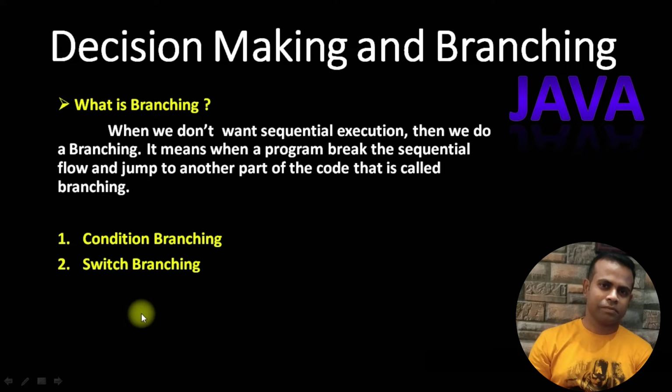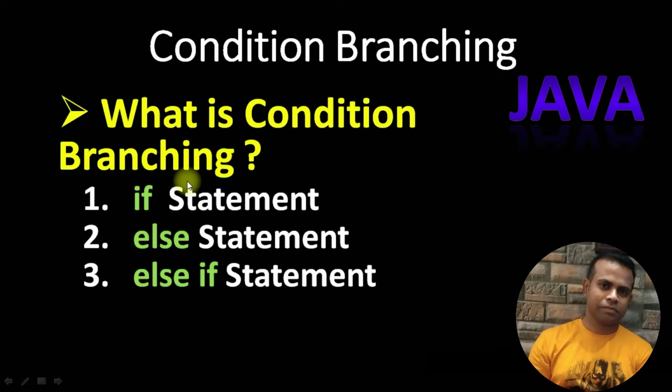Now this branching is basically divided into two parts. One is called condition branching, another one is called switch branching. So today we will learn condition branching. What is condition branching? So basically we use these three types of statements for condition branching. One is called if, another one is called else, and another one is called else if. Let's check all these three keywords one by one.